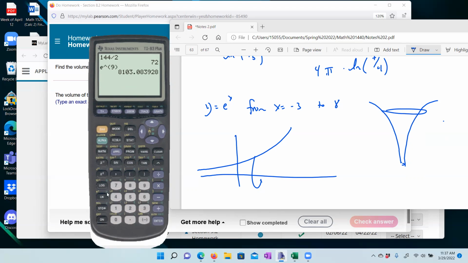Okay, 8,000. And what is e to the negative 3? It's less than 1, right? It's going to be like 0.1, 0.01 or something like that. So we have negative 3. It's like 1 over 27, 1 over 30, something like that. 0.05. So yeah, we're going from 0.05 to 8,000. That's a big space. So this gets really, really narrow, and this gets really, really wide at the edge here.